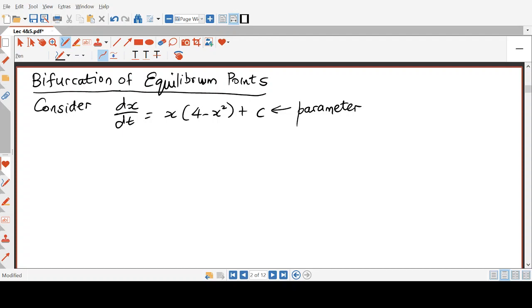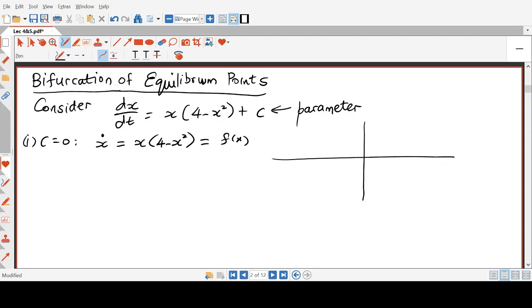So if you take, for example, c equals 0, then your equation becomes x dot equals x into 4 minus x squared. What kind of a graph is that? F of x. Now, if you draw that graph there, it's a cubic function, yes. And so it has roots at 0, minus 2, and plus 2, right? I think it's obvious. Minus 2, plus 2 and 0.